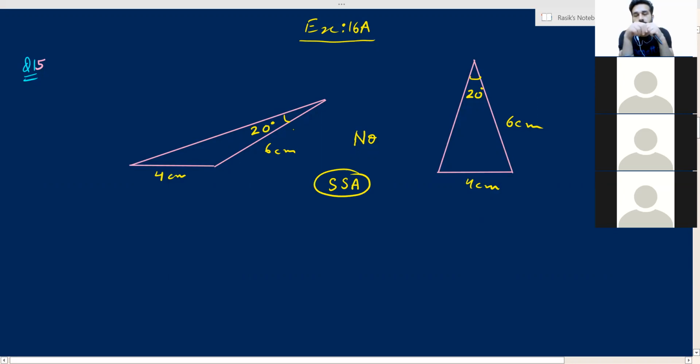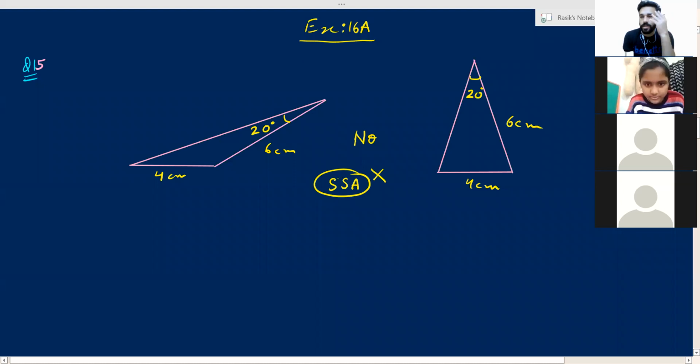Read all the 5 criteria that I made you write down. Is SSA a criteria written in those? SSA is not a criteria. See all the 5 criteria, do you see SSA in them? It is not there. Is it there? Sania, SSA criteria is there or not? It is not there.